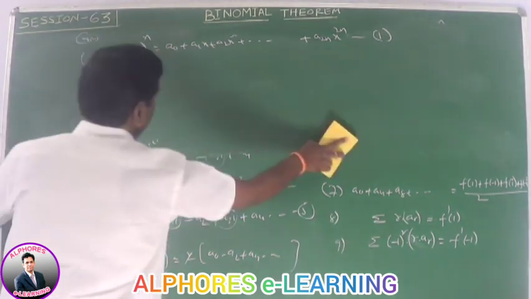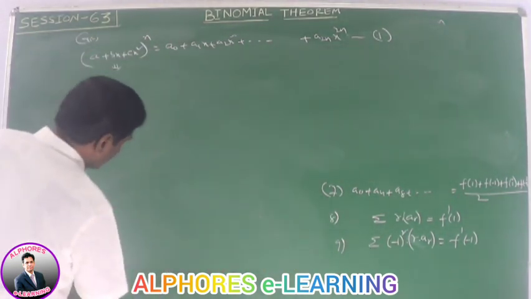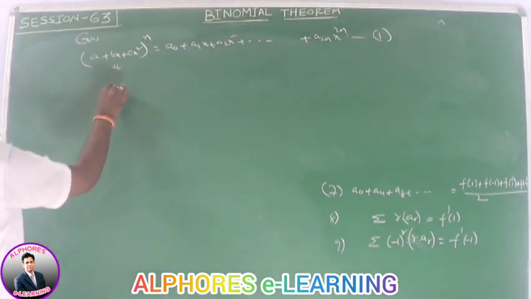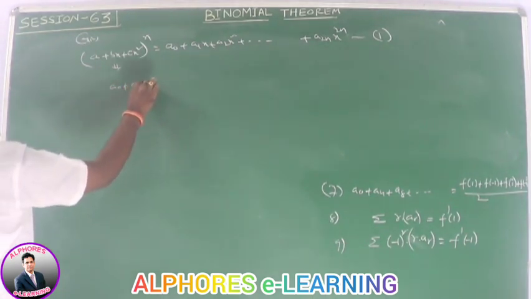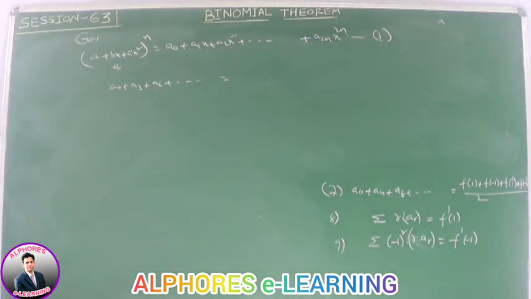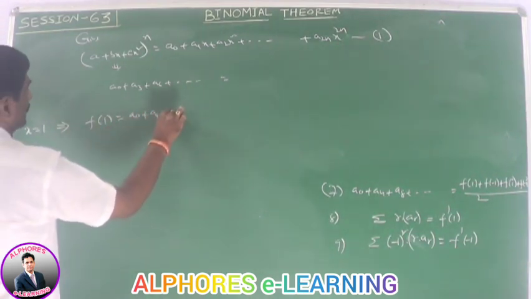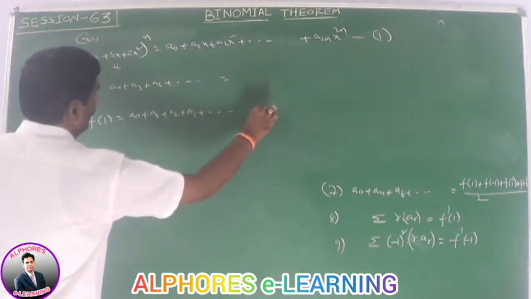Next, sixth one. a0 plus a3 plus a6 plus, and so on, this value is equal to f of 1 plus f of omega plus f of omega square. So put x is equal to 1 in equation 1. Put x is equal to 1, that means f of 1 is equal to a0 plus a1 plus a2 plus a3 plus, and so on.